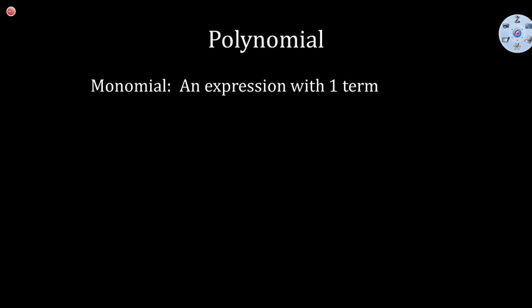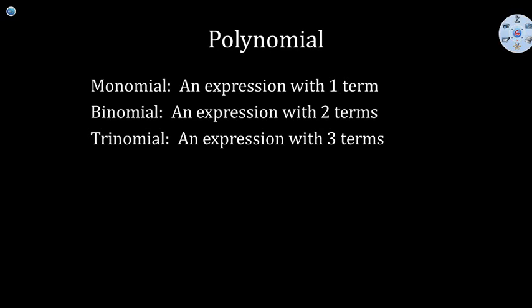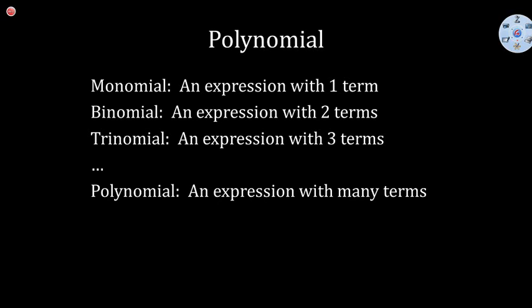So note that a monomial is an expression with one term. So 2x is a monomial. 4x squared is a monomial. A binomial would be an expression with two terms in it, so x plus 4 is a binomial. 2x minus 3x squared is a binomial. You have two terms. Then there's a trinomial, an expression with three terms in it. And we don't really have names for one with four terms, but everything after that we just call a polynomial. So a polynomial is an expression with many terms. Poly meaning many, so many terms.